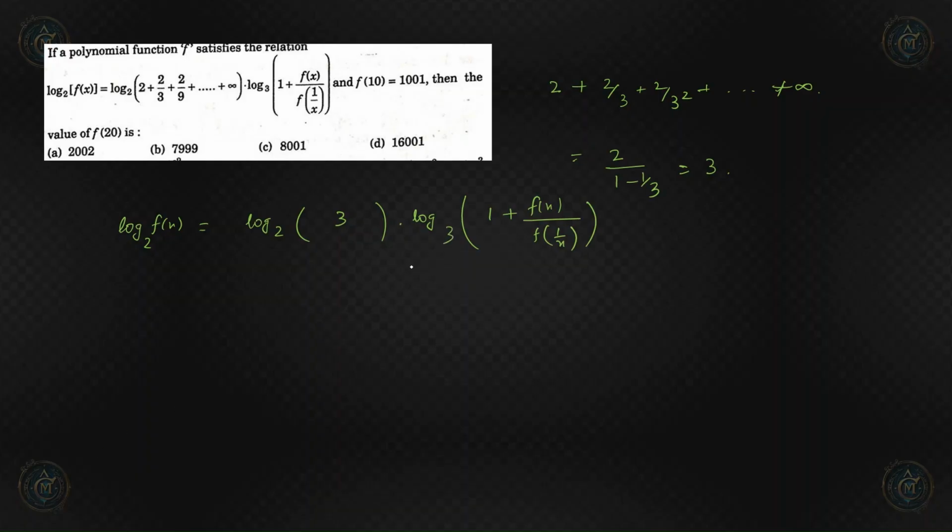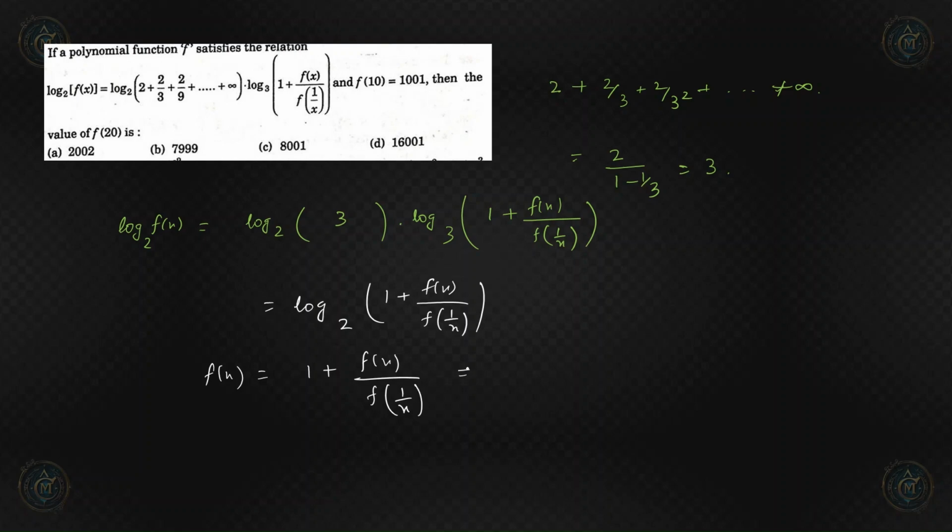Now we can say by the property of logarithm that this thing will become simply log of this thing plus f(x) divided by f(1/x) with base 2. As the base of both sides is the same, we can directly compare the argument here. So this becomes f(x) equal to 1 plus f(x) divided by f(1/x). If we simplify this, we get f(x) times f(1/x) equal to f(x) plus f(1/x). Now take a note of this functional equation.